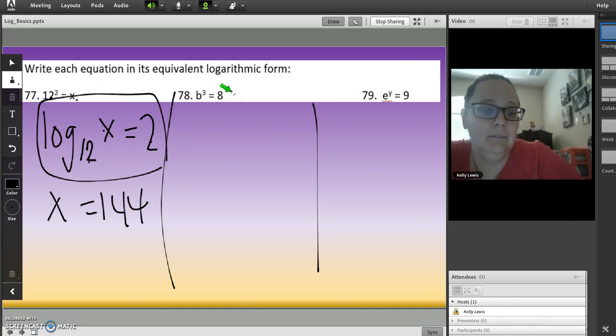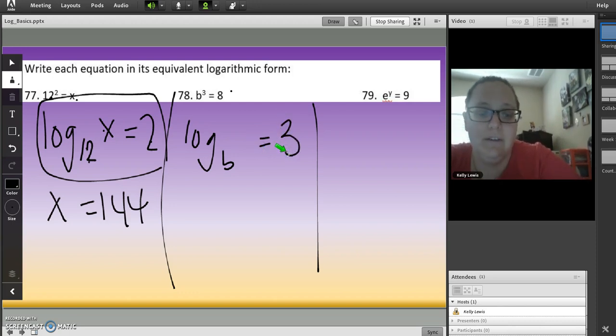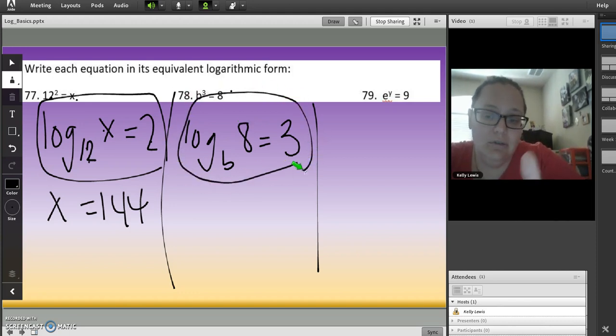Right here, log, okay, the base would be b, and then equals, the 3 goes over here, the exponent goes over there, and the 8 goes here. That's how you rewrite it. Just so you know, 2 times 2 times 2 is 8.